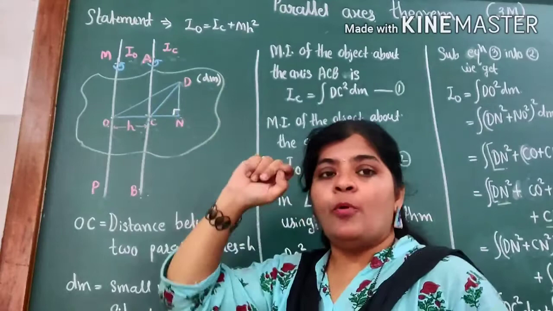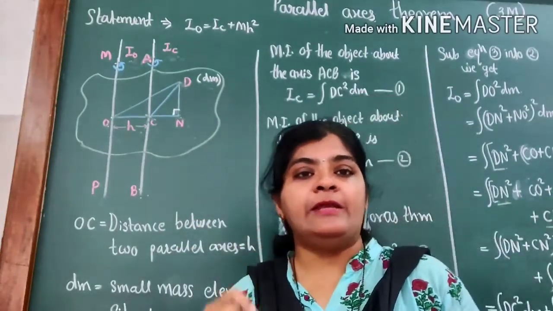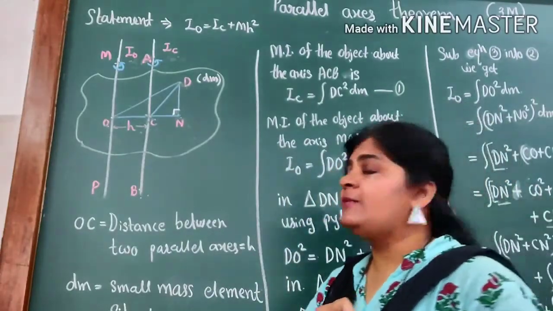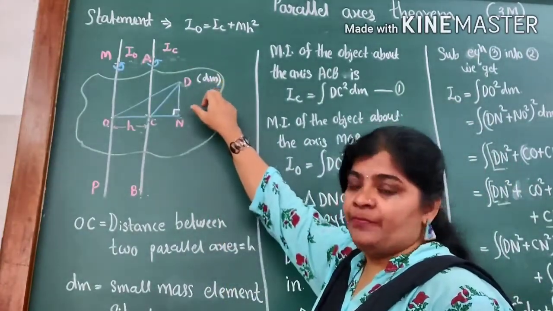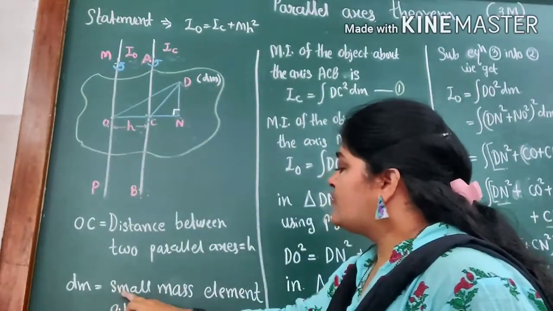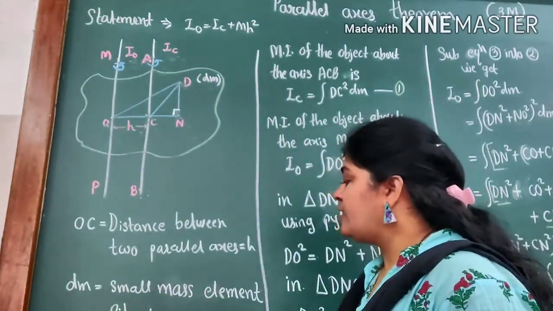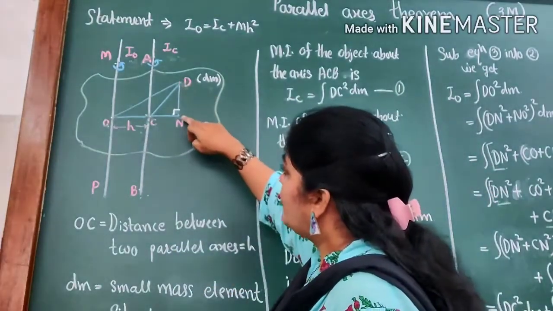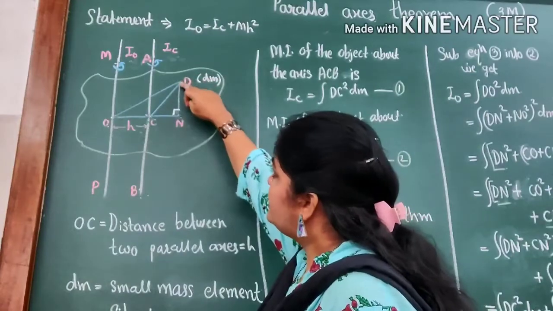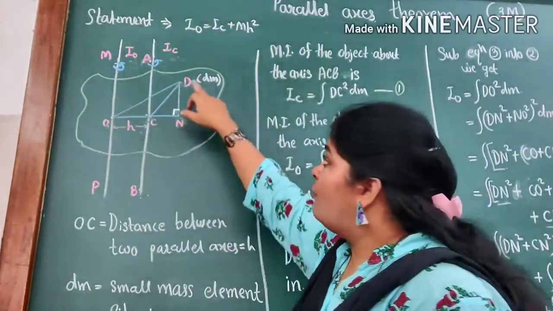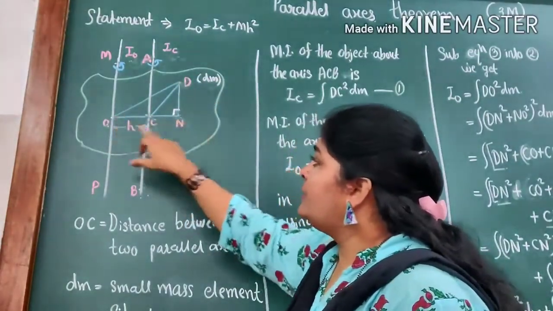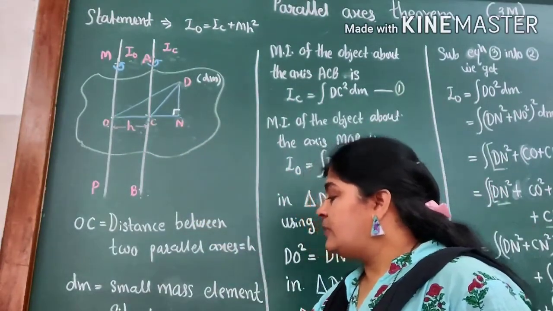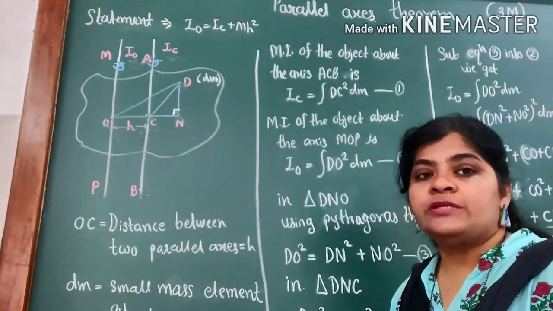Now let us consider the point D where a small mass element is situated. This small mass element is represented by dm. Therefore, dm is a small mass element situated at the point D. Next, draw the perpendicular from point D. Means DN is a perpendicular from point D on line OC.